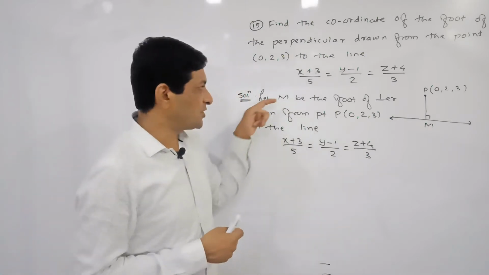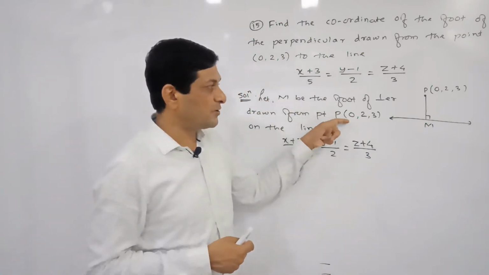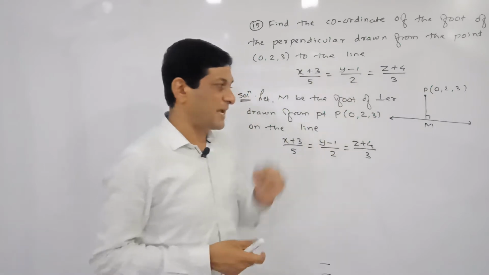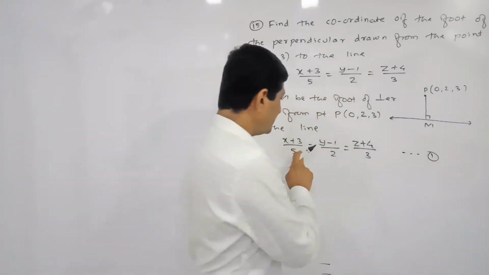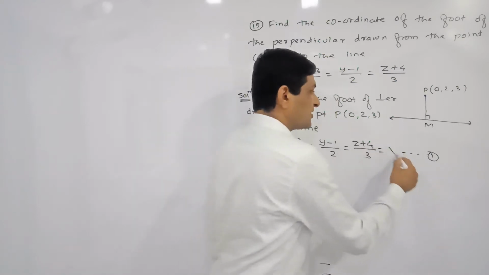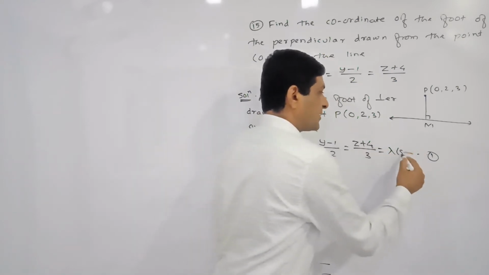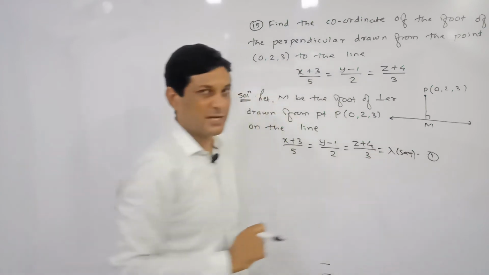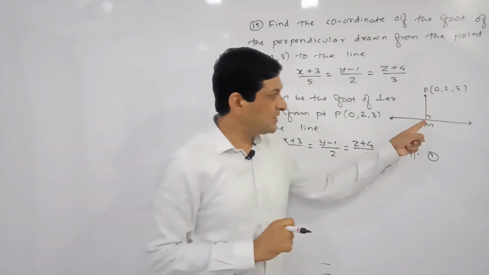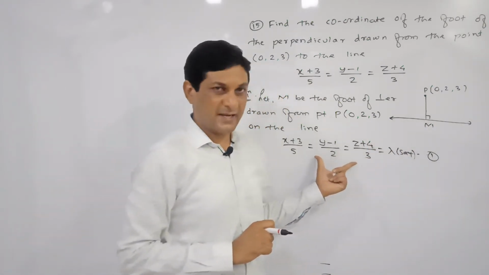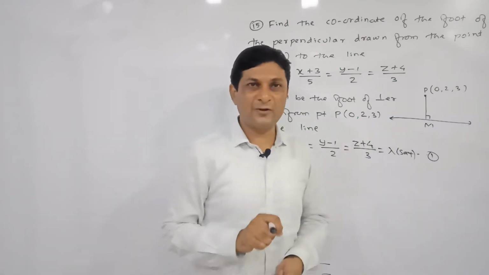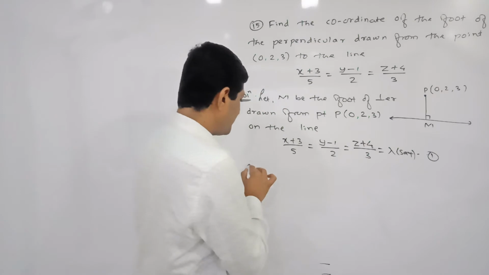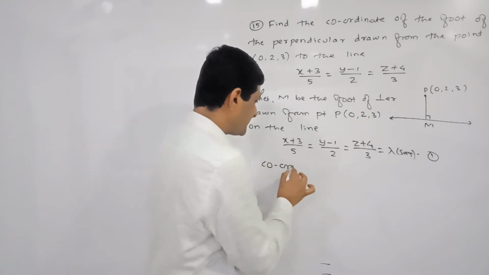So what is our supposition? That M is the foot of the perpendicular drawn from this point on this line. Let us denote this equation by equation number 1, and all these three terms are equal. Let us denote the common value by lambda. Now M is a point that lies on this line, so from this equation we are able to find the coordinates of point M.